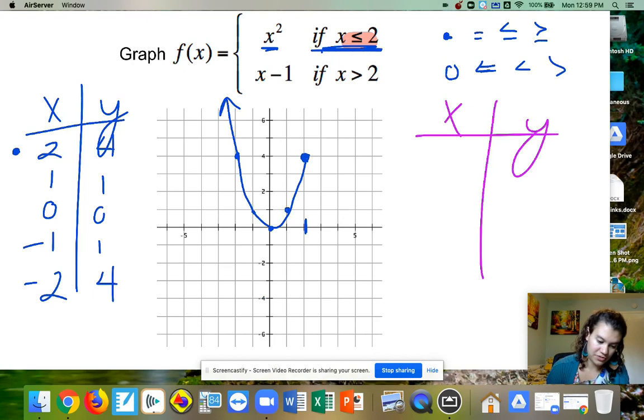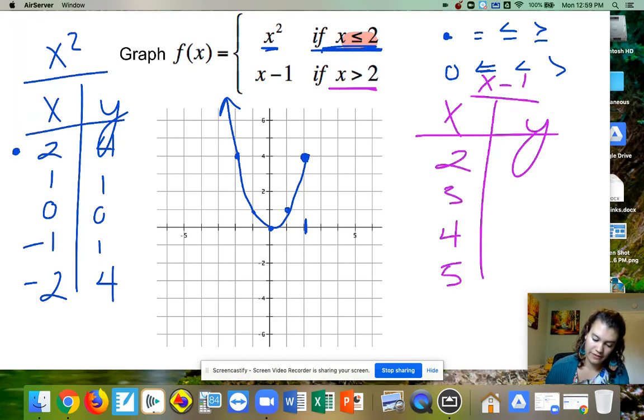Now you want to make the second table with your x, y. I should label this first one so you can see this was your x squared table. And this is the x minus 1 table. So same thing here, you want to start at 2, but now you want to go bigger than 2. So you want 3, 4, 5, etc. A note here, you still want to start at 2 even though we don't have equal to, because I could be 2.00000000000000001. So I'm super duper close to 2, but I'm not actually touching it. So you still want to plug in 2. You're just going to have an open circle at that point.